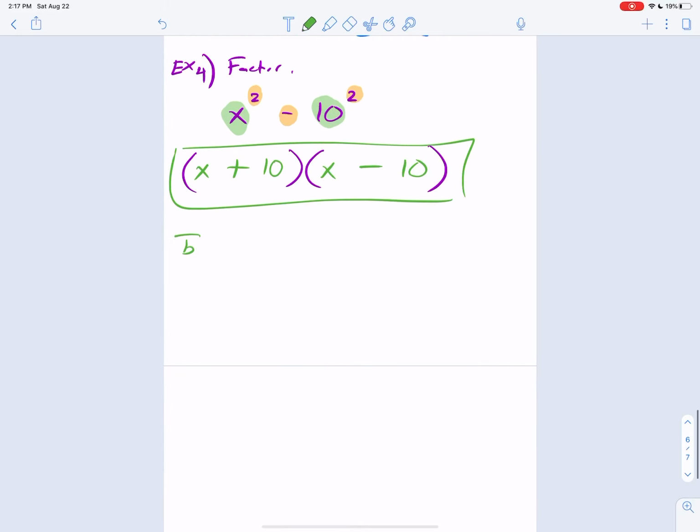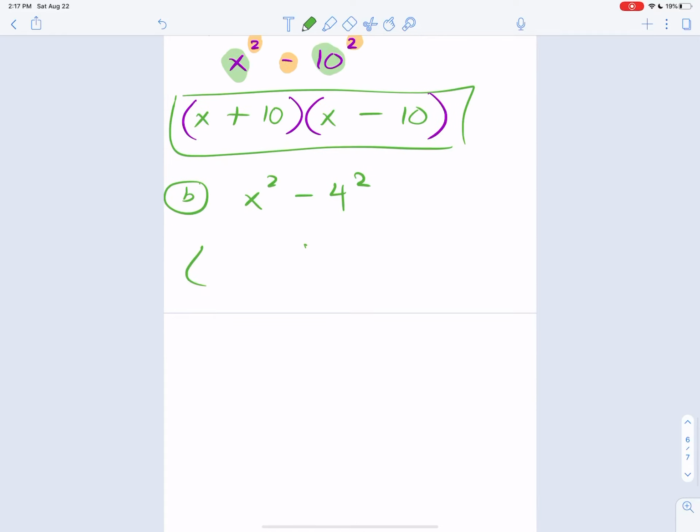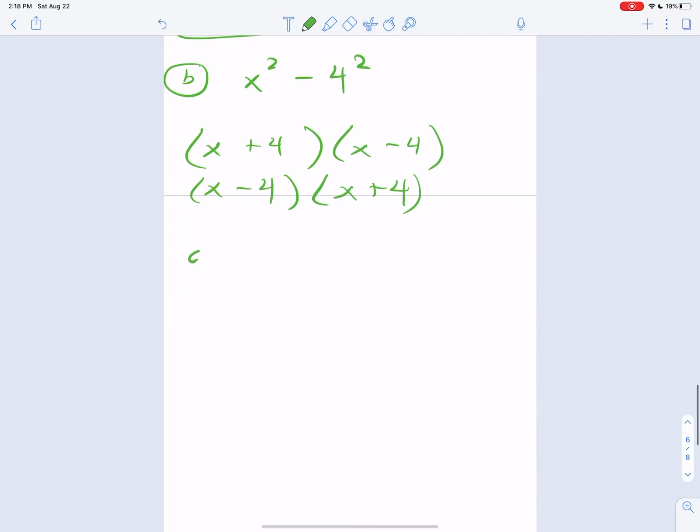Let's try another one. Here's part B. X squared minus 4 squared. Okay, pause and play whenever you're ready. You should have gotten x plus 4, x minus 4. You can even write x minus 4, x plus 4. It doesn't matter. Cool. Here's part C. A little bit different.